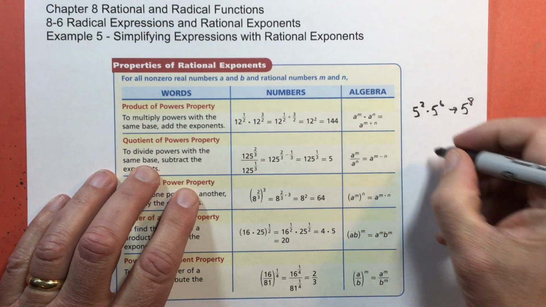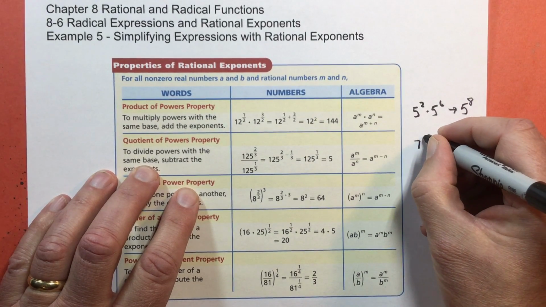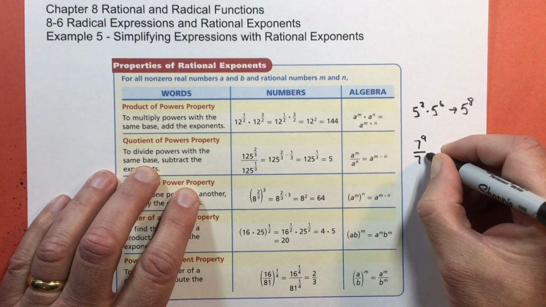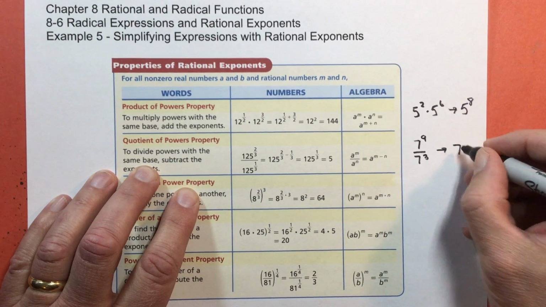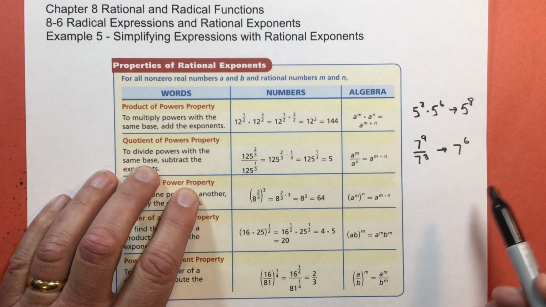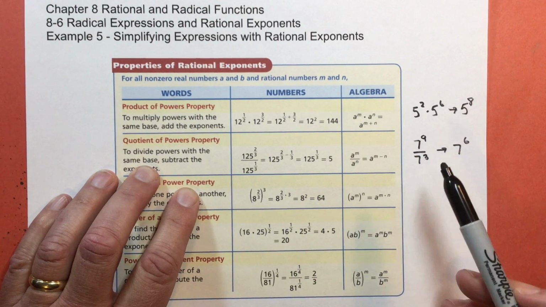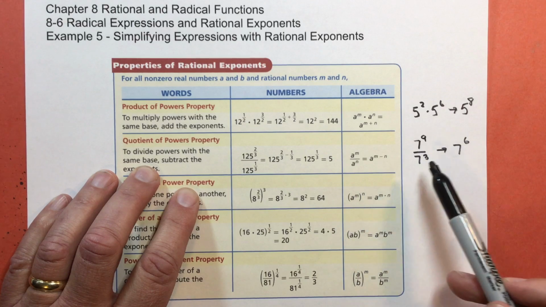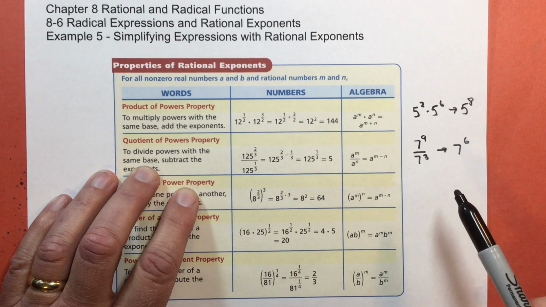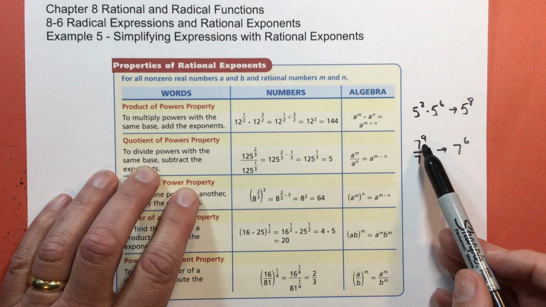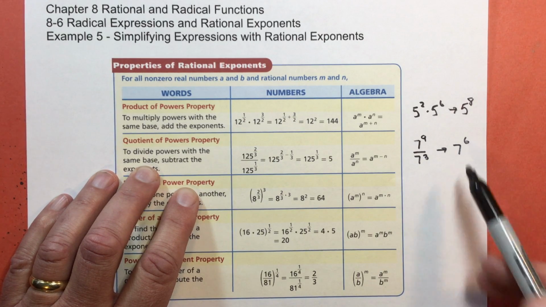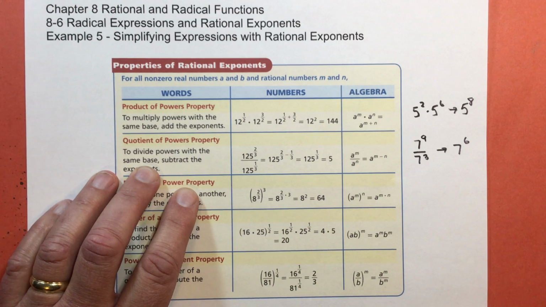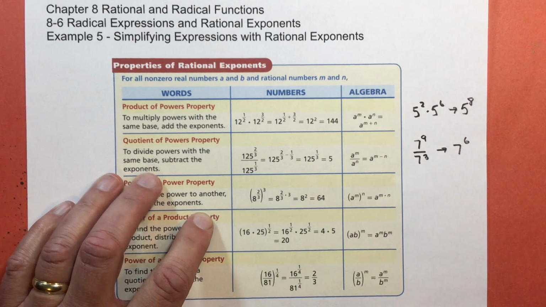The quotient property: if I have 7 to the 9th power divided by 7 to the 3rd power, then this is going to become 7 to the 9 minus 3 power. So 7 to the 9th power means 7 times 7 times 7 times 7 times 7 times 7 times 7 times 7 times 7. That is why we use exponents, so I don't have to keep doing that. And if I divide that by a 7, another 7, and even another 7, then I'm going to end up with 6 of those 7s being multiplied by themselves, also known as 7 to the 6th power.